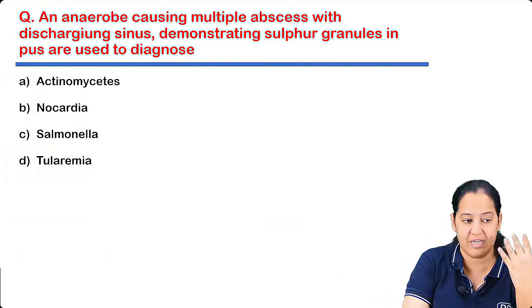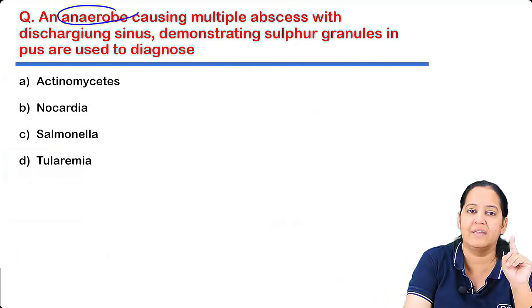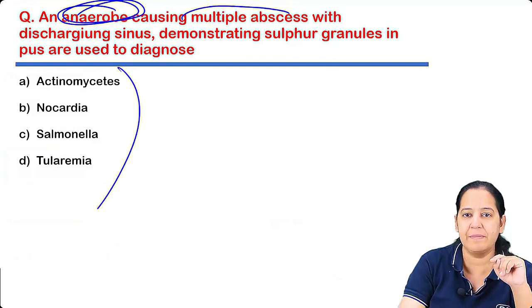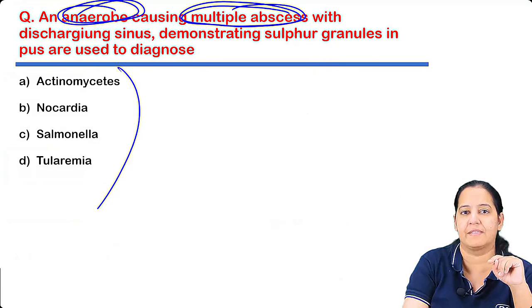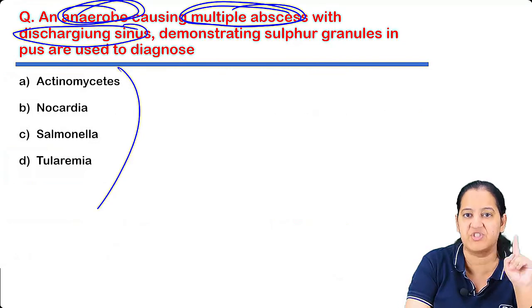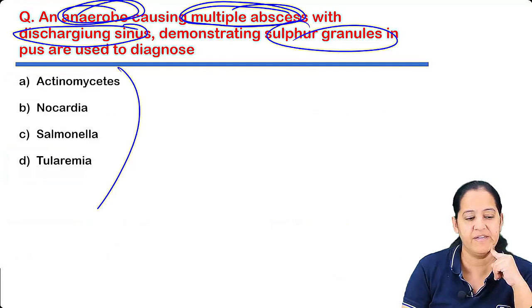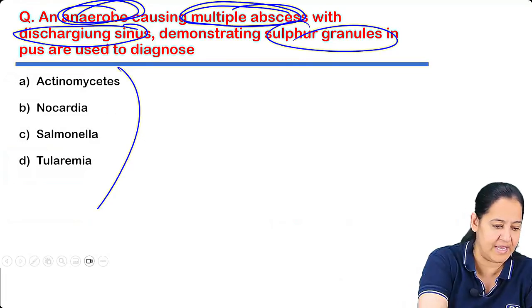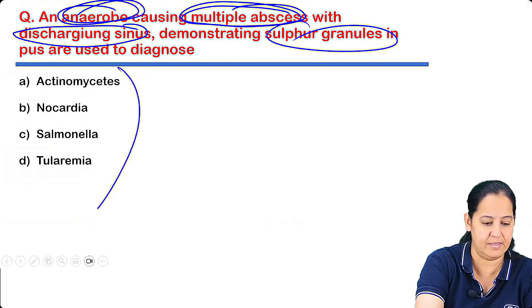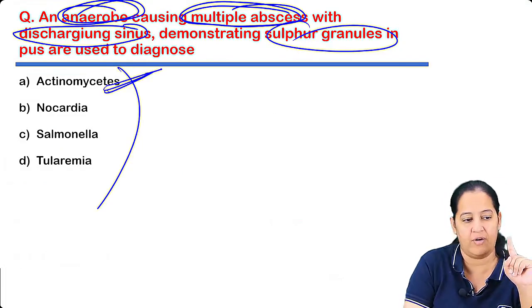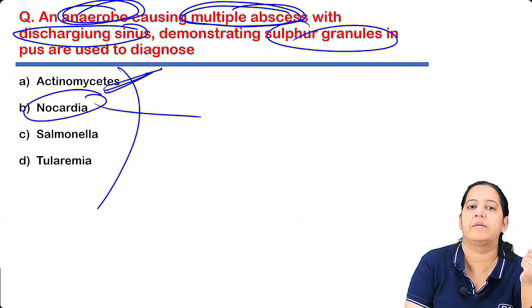Read the question, take the clues. It's a very important question. Say there is a strict anaerobe, having multiple abscesses and multiple sinuses which are discharging, and inside them sulfur granules are there. What is the correct answer? Everyone is saying A. All those who are saying A, I agree the answer is A. You are all right. My question to you: why not B?